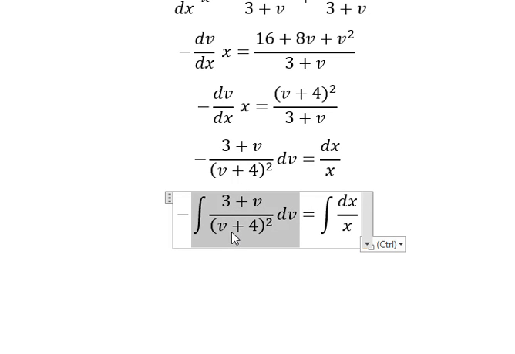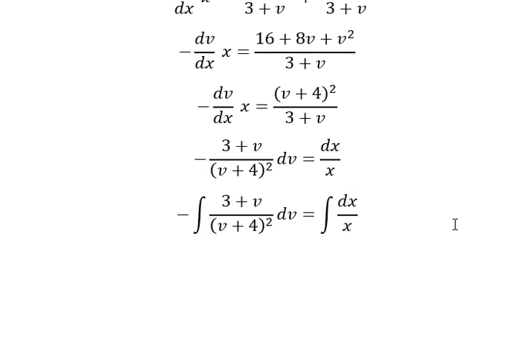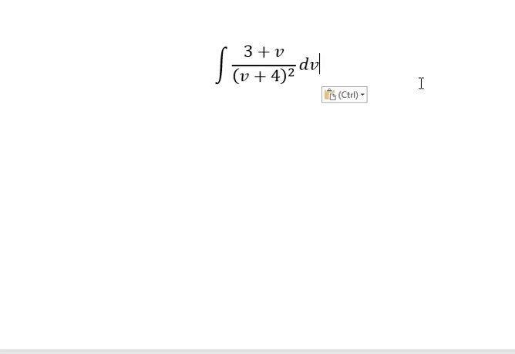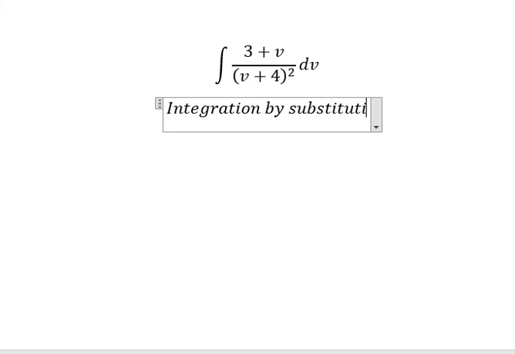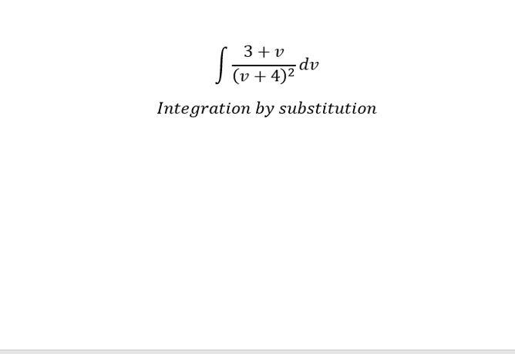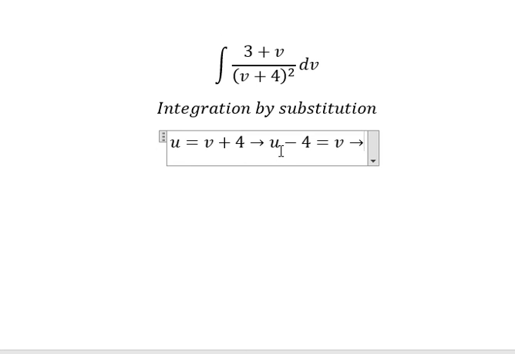Now I will concentrate on this one. So we need to use about integration by substitution. So I will put about u equals to this one. Because we have v, so I will put number 4 go to the left. Later that we do first derivative for the both sides, and we have the u equals to dv.